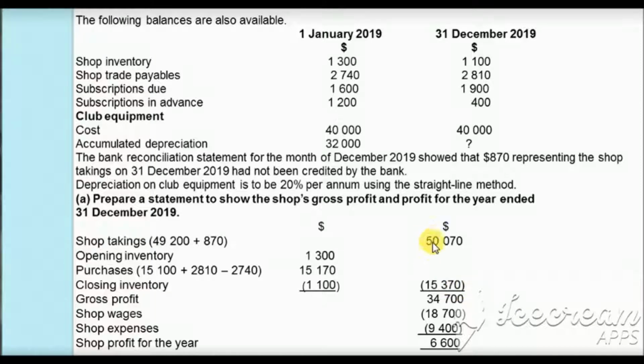And this cost of sales will be subtracted from the shop takings, which were $50,070. We will get the gross profit as $34,700. From here we will subtract the overhead expenses so that we can get the profit for the year. For this, what is mentioned in the bank payments is $18,700 for shop wages, as well as shop expenses of $9,400. So when we subtract $18,700 and $9,400 from $34,700, we will get the profit for the shop for the year ended 31st December 2019 as $6,600.